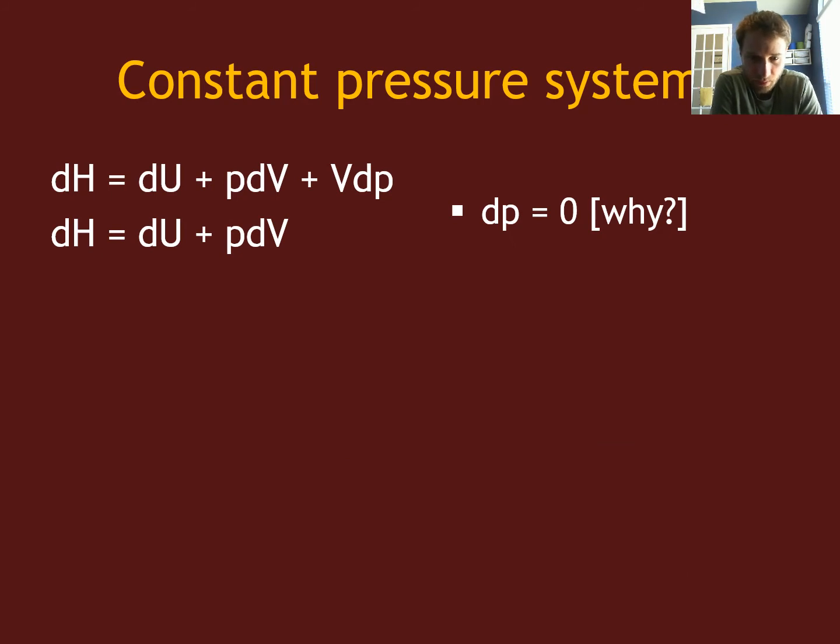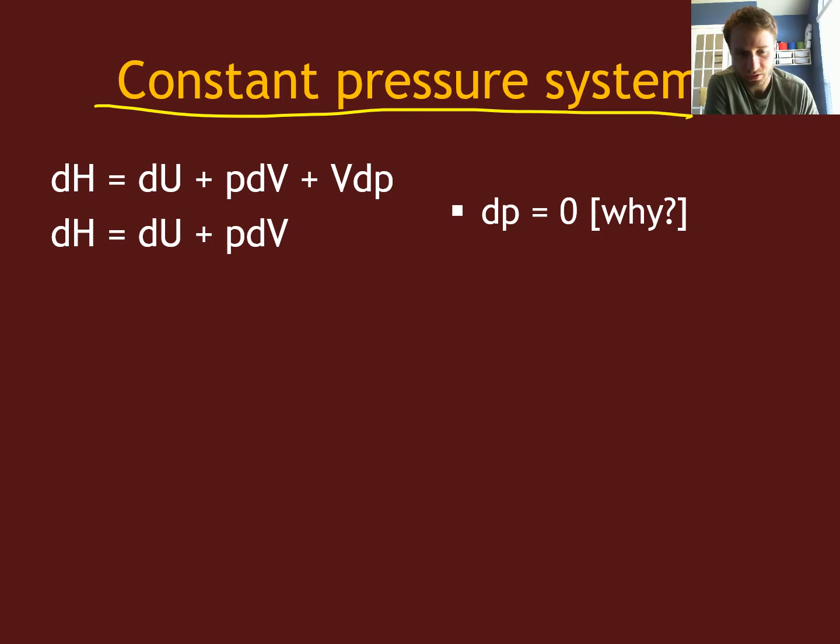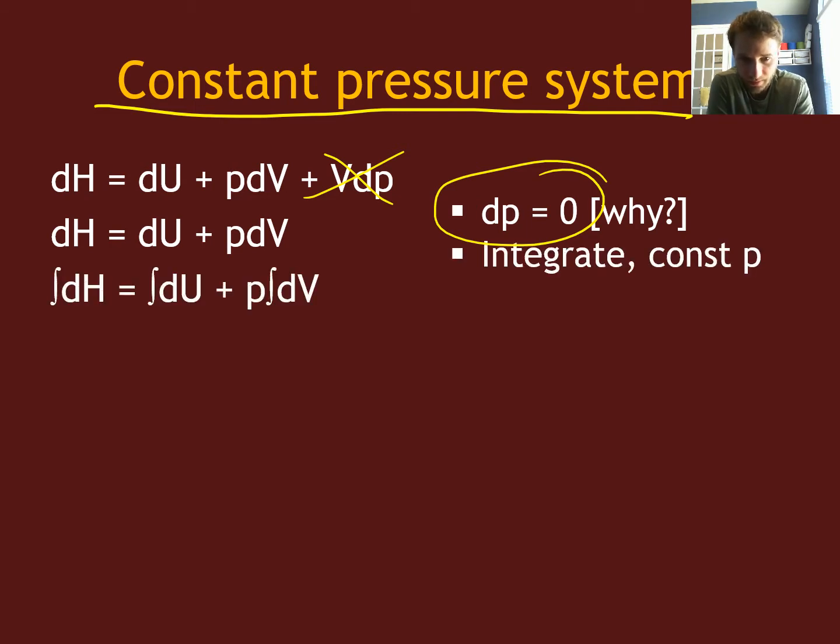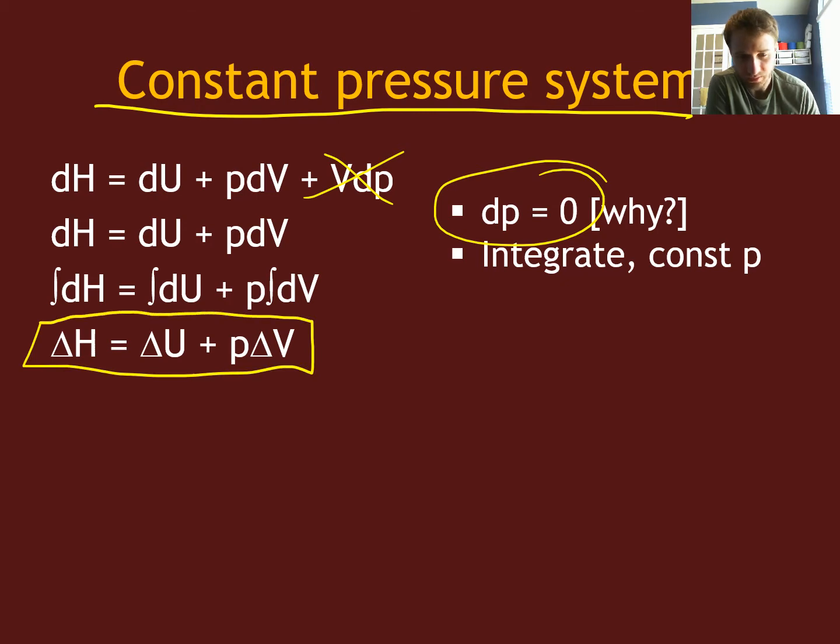Now we're going to assume we're under constant pressure conditions, so dP is equal to 0. That dP term goes away, and we're left with dH equals dU plus PdV. If I were to integrate this under constant pressure, I would have delta H equal to delta U plus P delta V.